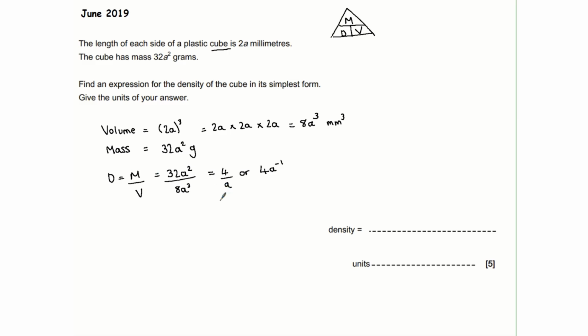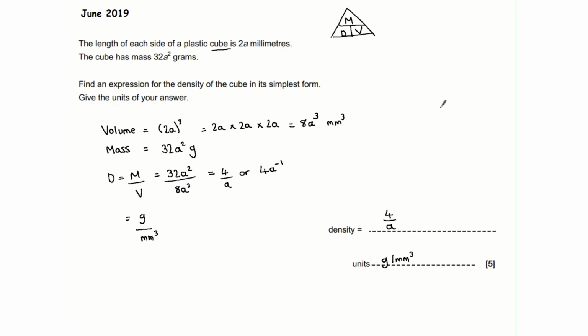What we now need to do is make sure we know what the units are. So the mass was grams and the volume was in millimeters cubed. So all I need to do is write grams per millimeter cubed, and either of these will be sufficient. So I'm going to write it as 4 over A.